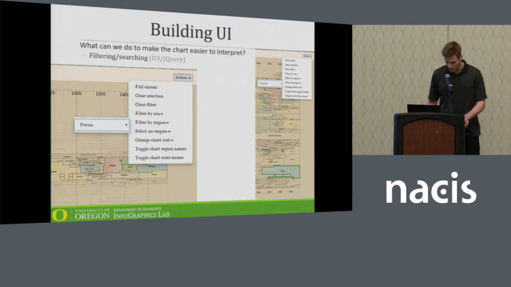We also gave the user the ability to search specific places or empires with another drop-down menu, and that highlights the selected empire. As you can see on the right in green, we chose green for the empires. We've kept that consistent throughout the whole chart.